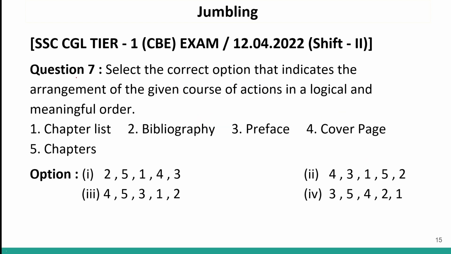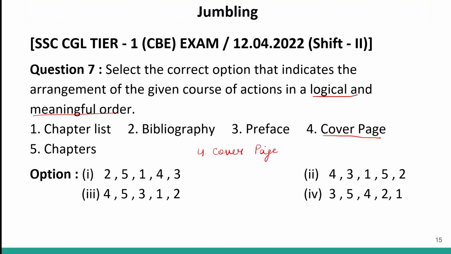Okay, question number 7. Again, we have to arrange them in a logical and meaningful order. So, chapter list, bibliography, preface, cover page, and chapters. So, these are the contents of a book. So, in a book, the first thing that you see is the cover page. So, logically, the first one will be cover page.